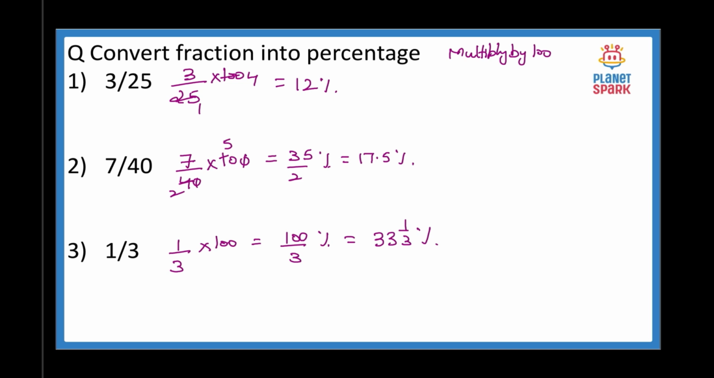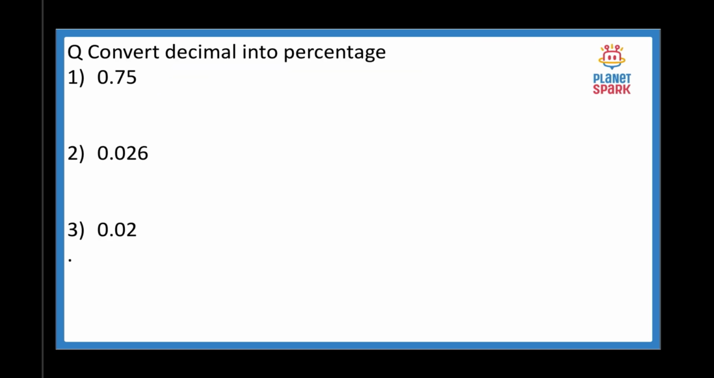Now let's next convert decimals into percentages. To convert decimal into percentage, first we need to convert decimal to fraction. Everyone knows how to convert decimal to fraction. After that we'll convert it into percentage. So we have 0.75. Let's convert it into fraction, that is 75 upon 100. Now to convert into percentage, we multiply by 100. Fraction to percentage is multiplying by 100. So the answer is 75%.